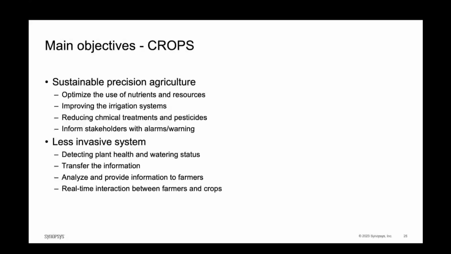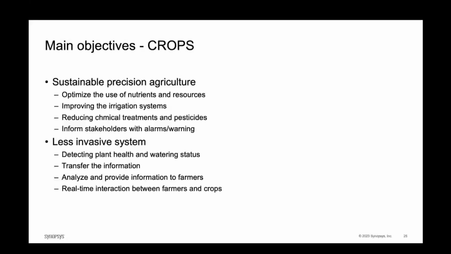So the main objective of the crop is sustainable precision agriculture: optimize the use of nutrients and resources. Over-fertilization and over-irrigation are as bad as under-fertilization and under-irrigation. So we have to improve the irrigation system. We have to reduce the chemical treatment and pesticide. Pesticide will not only affect the soil, but it will also affect the bees. And without bees, there is no pollination.